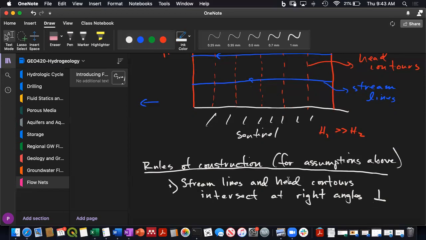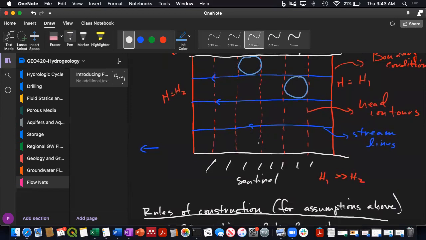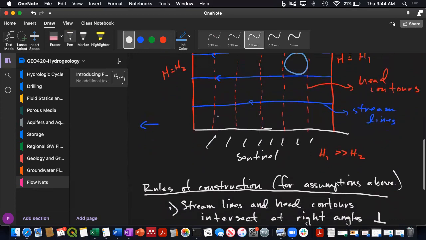So there are some rules that are unbreakable that I will definitely take points off when I look at your flow nets. I am not going to sit there and be like, oh, this doesn't look quite like a square. I'm not going to quibble like that. If you made an attempt and it's close to a square, close being a key word, I'll be fine with that. But streamlines and head contours, this has to be a right angle. Has to be. That is fundamental. All right.